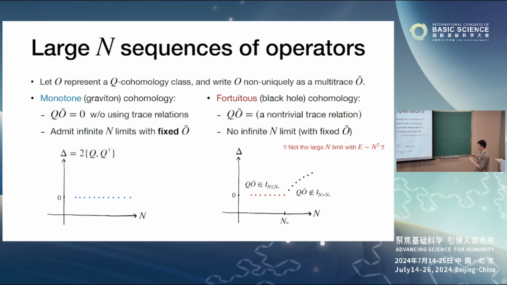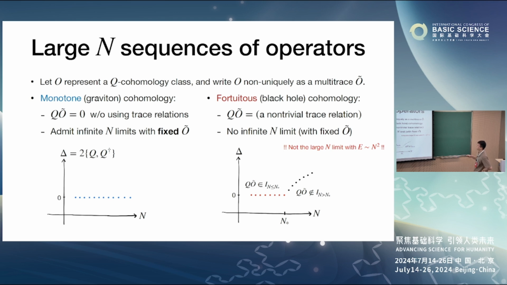next let me discuss some properties of the monotone and the fortuitous cohomology. And these are important properties. I will use them later, and we can infer the gravity duals from these properties. So let's consider O is a representative of a Q cohomology class. And we can actually write O non-uniquely as a multitrace O tilde. This means that if we have two multitraces, say O tilde 1 and O tilde 2, they are related by a trace relation, and then they will give you the same operator O.